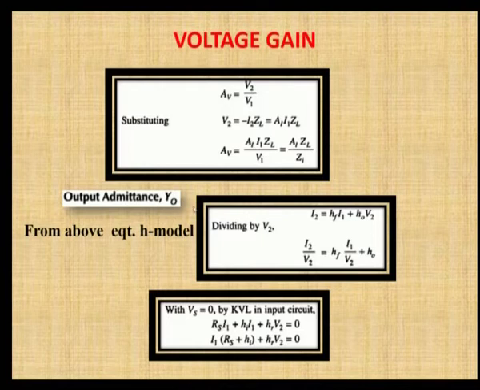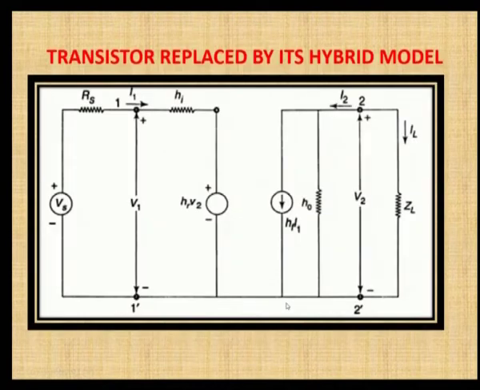Output admittance Y0 is calculated as Y0 = I2 by V2, and I2 we have taken from the circuit as HF I1 plus H0 V2 initially, and this was substituted here. V2 is cancelled out. With Vs equal to 0 and applying KVL in the input circuit, you will be getting this equation. So, when you look at the input side of the equation, apply KVL here. The KVL is the source minus the voltage drop across all the resistances equal to 0.